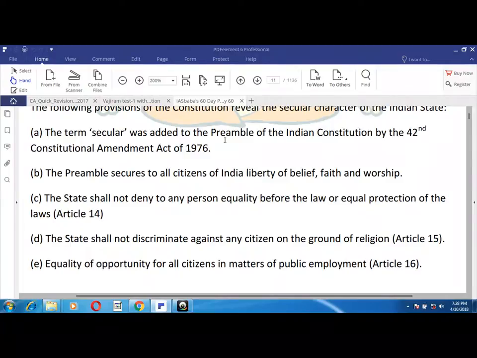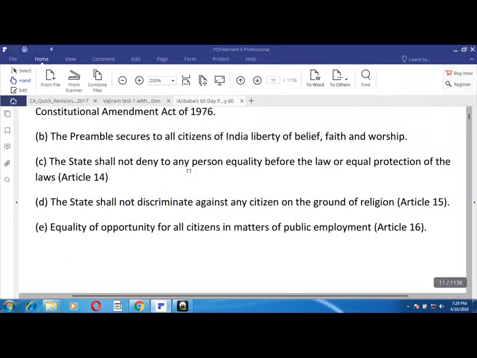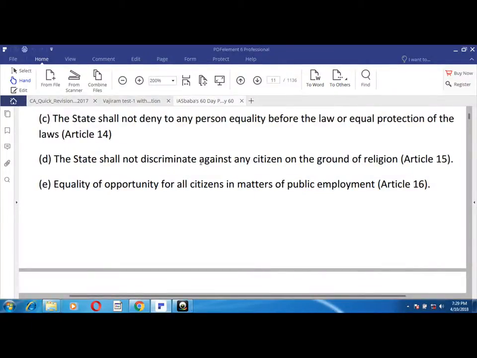The term secular was added to the Preamble of the Indian Constitution by the 42nd Constitutional Amendment Act, 1976. The Preamble secures to all citizens of India liberty of belief, faith and worship. The state shall not deny to any person equality before law or equal protection of the law, Article 14. The state shall not discriminate against any citizen on the ground of religion, Article 15. Equality of opportunity for all citizens in matters of public employment, Article 16.